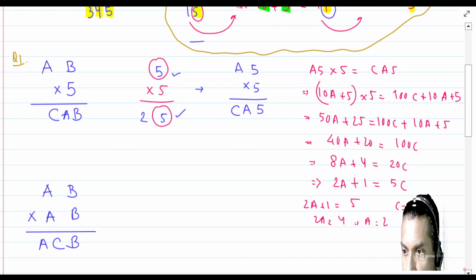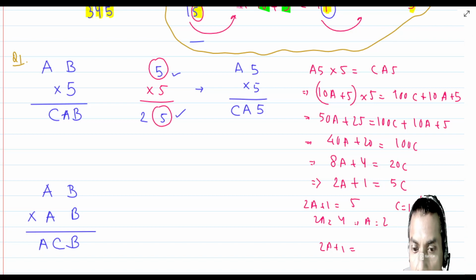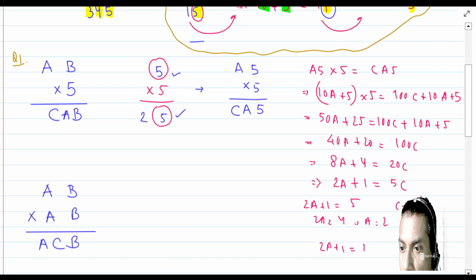And another case, 2a plus 1 is equal to what? Another possibility is 2a plus 1, if we multiply 5 into 3, so it will be 15 when c is equal to 3. So next 2a is equal to 14, so a is equal to 7. So this is also possible.